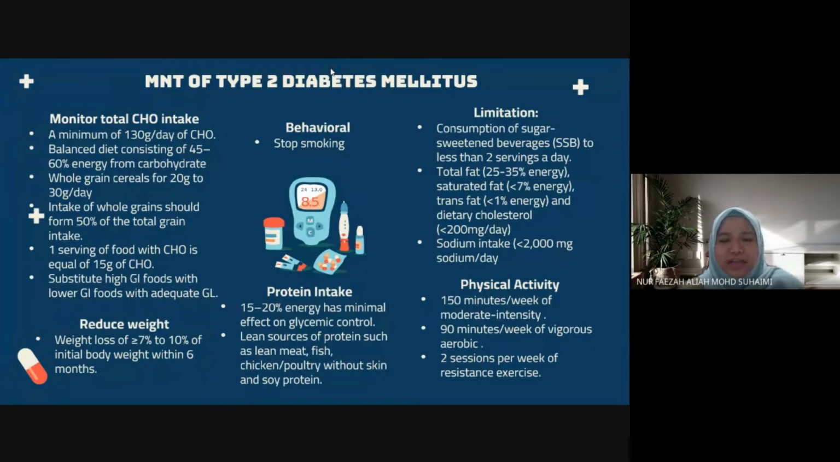months, because Mr. Siva's BMI is 26.9, which falls under the category overweight. Next, for the protein intake, Mr. Siva does not have renal problems, so he needs to take 15 to 20% of energy, which has minimal effect on glycemic control. Mr. Siva also can eat lean sources of protein such as fish, chicken, poultry without skin and soy protein.